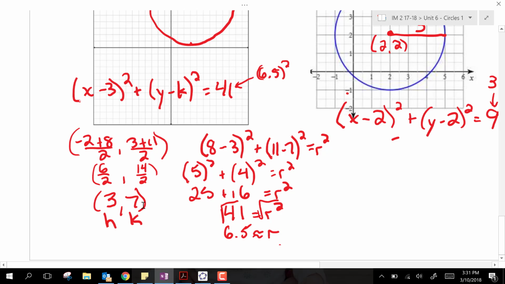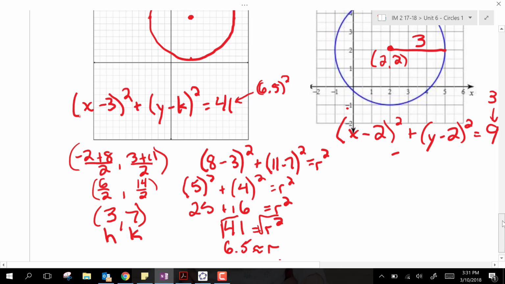So now I choose one of the set of coordinates. I chose 8 and 11 because both numbers are positive. So you do 8, that's our x coordinate, minus h, 3, squared plus y minus k squared equals r squared, just like we did in the last problem. So 8 minus 3 is 5, 5 squared is 25. 11 minus 7 is 4, 4 squared is 16. Add those two up, we get 41 equals r squared. We take the square root, it's 6.5 is the radius.